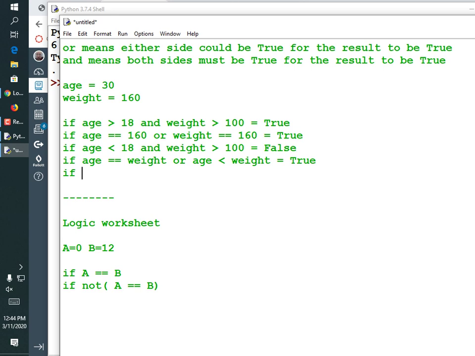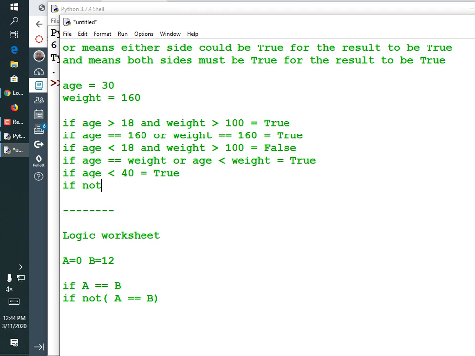Well, here, let's do one more. If age is less than 40, is that true? Definitely true, right? So if not age less than 40, that's just the opposite. The word not flips it. So if this is true, which it is, then the not makes it false, right? Just like if you say, are you not sick? Yeah, I'm not sick, right? So if sick is equal to False, not sick equals True. So that's true.